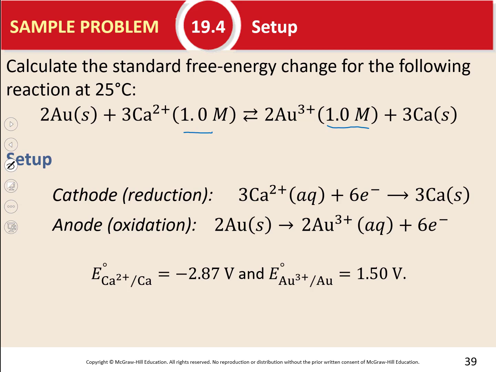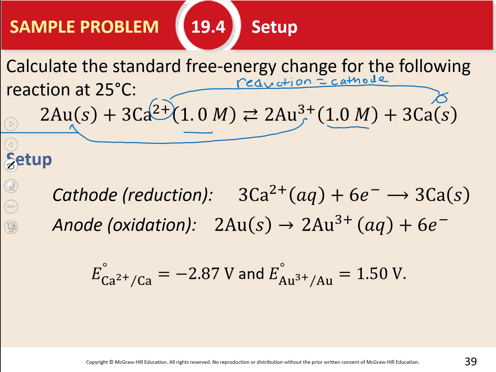Plus 3 calcium solid. So looking at this reaction, the cathode is what's gaining electrons. That would be our calcium ion. Calcium goes from 2 plus charge down to 0 charge. So that is our reduction, which means it will be our cathode. Gold goes from no charge to gold 3 plus. So that is losing electrons, so that is our oxidation, therefore that is our anode.